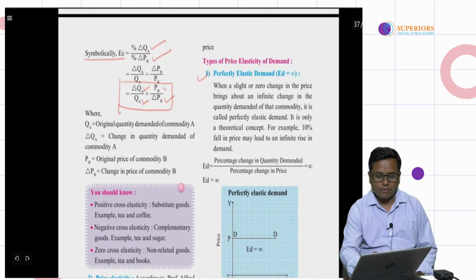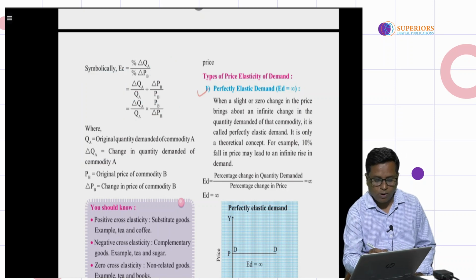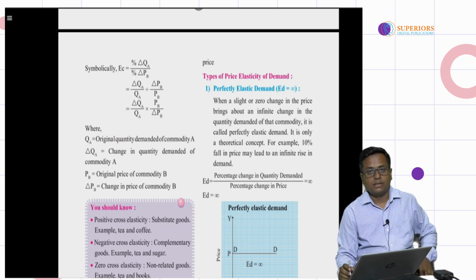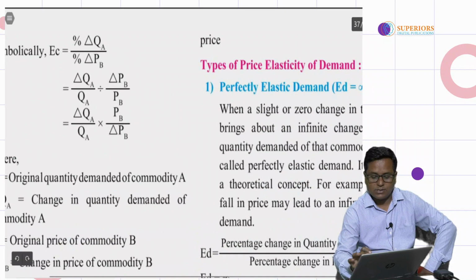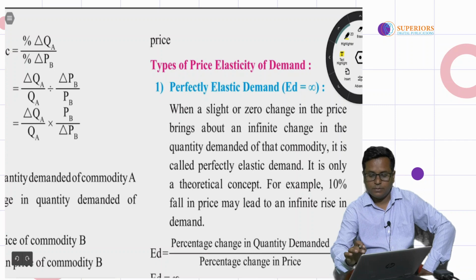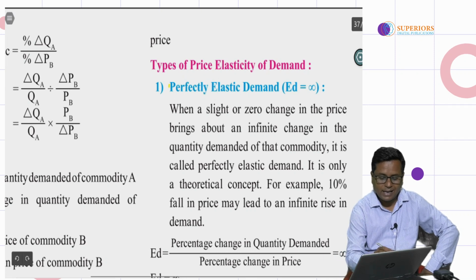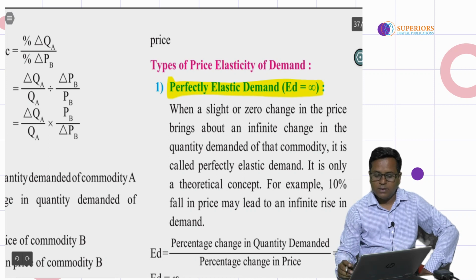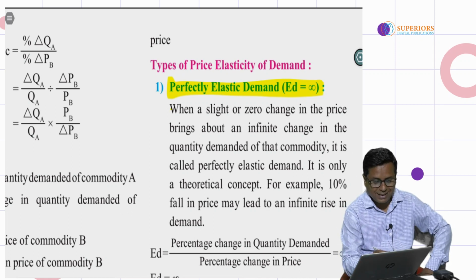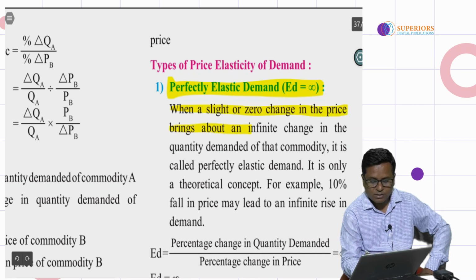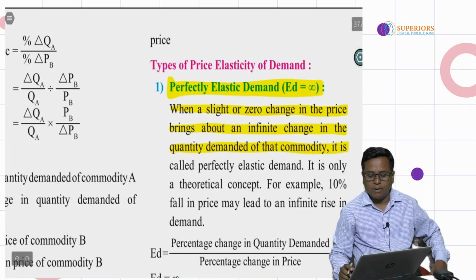See, the first type of price elasticity of demand is perfectly elastic demand. This is also known as infinitely elastic demand. Demand is said to be perfectly elastic when a slight or a zero change in the price brings about an infinite change in the quantity demanded of that commodity.